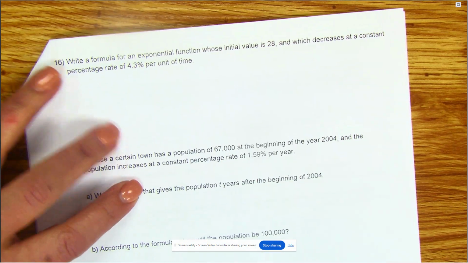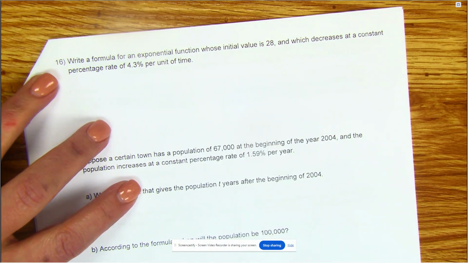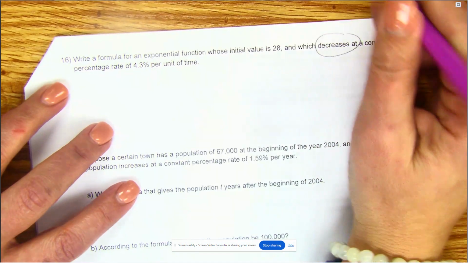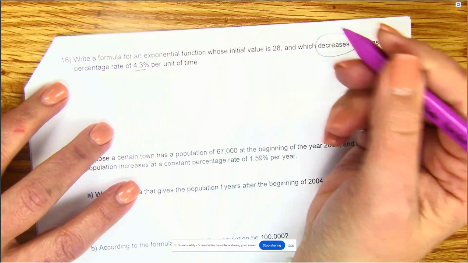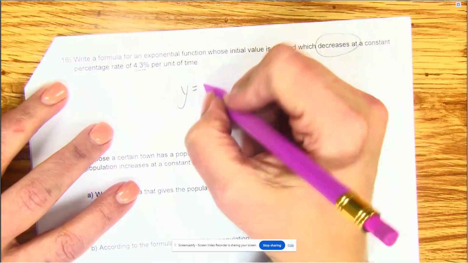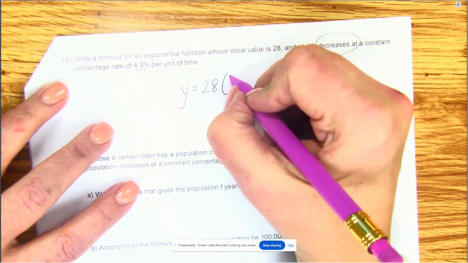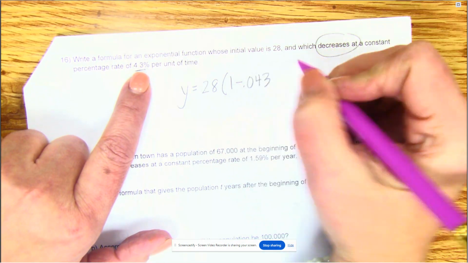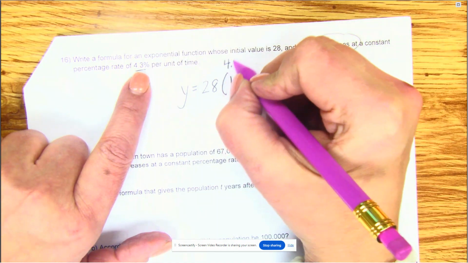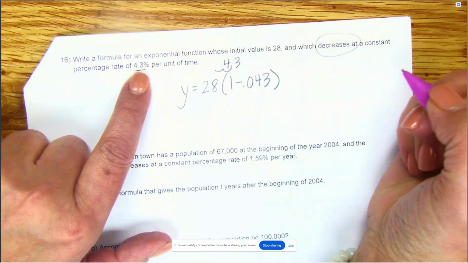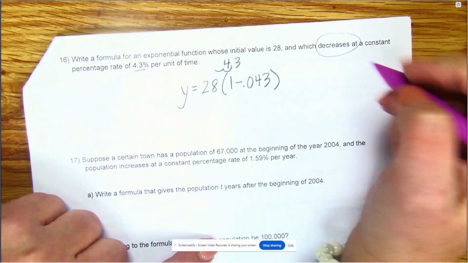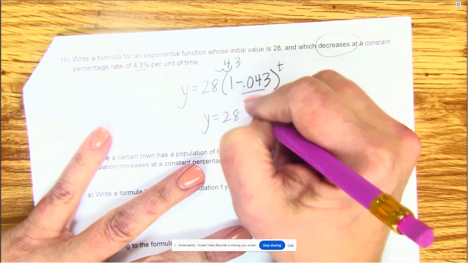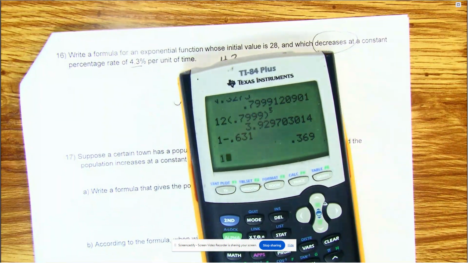16. Another one: write a formula for an exponential function whose initial value is 28, which decreases at a percentage of 4.3. So it's initial amount times 1 minus, because it's decreasing. I'm going to switch 4.3% to a decimal. That's 2 places to the left, or divide by 100. To the, put X or T, and then I'll clean that up. My calculator, I mean, you could leave it like that, it's fine.